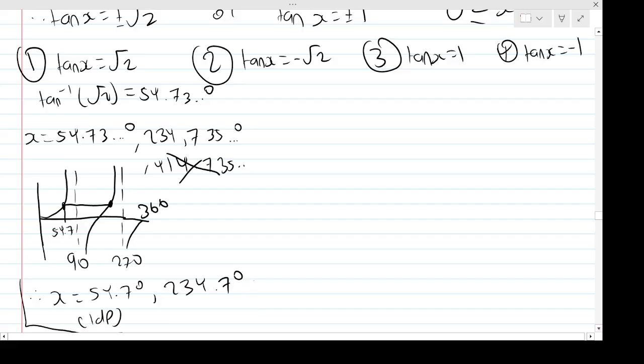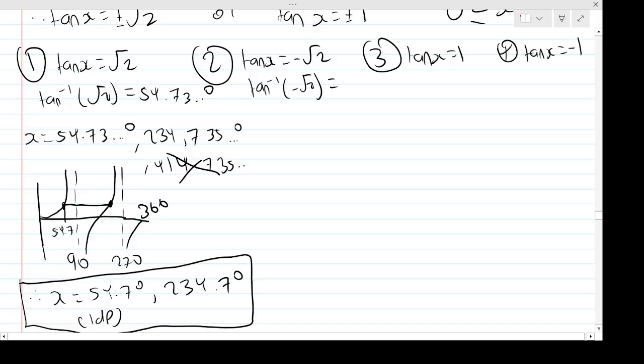There we are. Right, so then we solve this second equation in the same way. So inverse tan of minus root 2 would get me minus 54.73. So then my first solution would be minus 54.73.